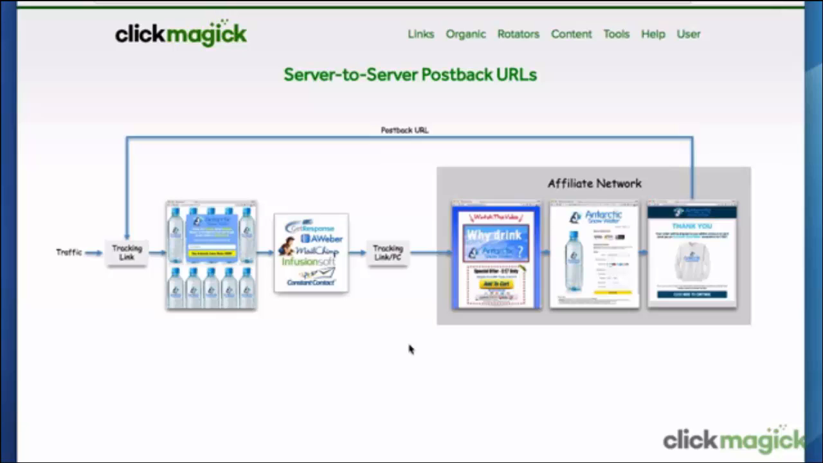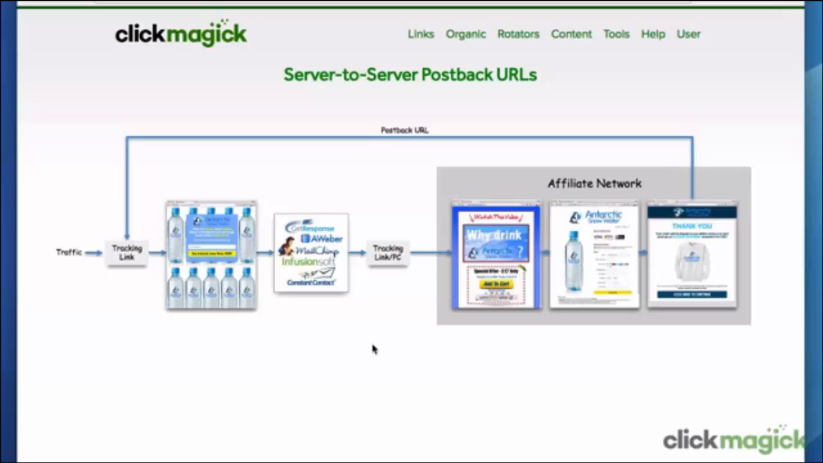This is the most complicated setup because you have to integrate both ClickMagick and your autoresponder with the affiliate network. This gets tricky because you have to pass some special ClickMagick information through your autoresponder and on to the affiliate network. We have a video for this as well, and again, you can find that video in the video tutorial section of the Help menu.